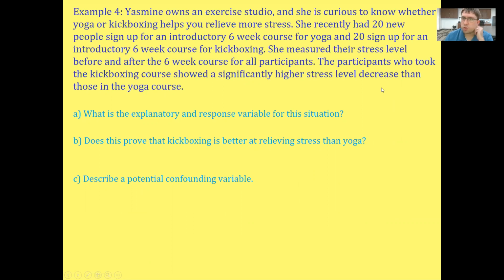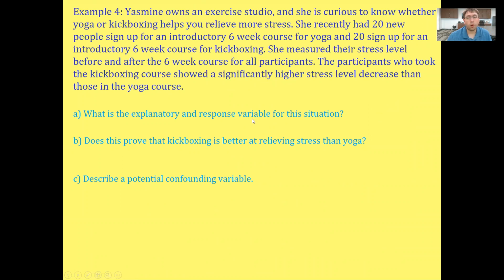So we have Miss Yasmin, who owns an exercise studio, and she's curious to know whether yoga or kickboxing helps you relieve more stress. She recently had 20 new people sign up for an introductory 6-week course in yoga, and 20 people also sign up for an introductory 6-week course in kickboxing. She then measured their stress level before and after the 6-week course for all of the participants, and she noticed that the participants who took the kickboxing course showed a significantly higher stress level decrease than those in the yoga course. So after all this was said and done, she saw that the kickboxing people were able to reduce their stress much more than those in the yoga class.